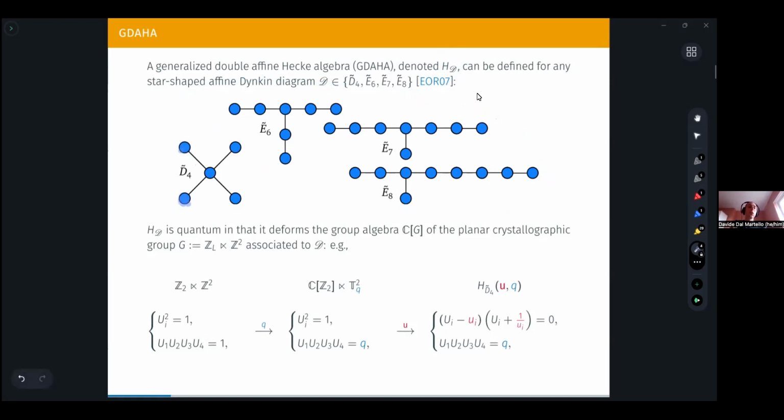And on top of that, they are simply laced, so you can't have multiple edges between two nodes. And moreover, they are star-shaped. They have a central node, and the others radiate out from it.